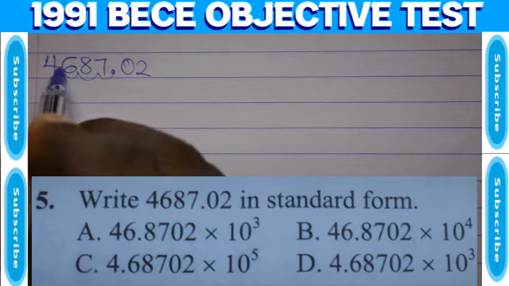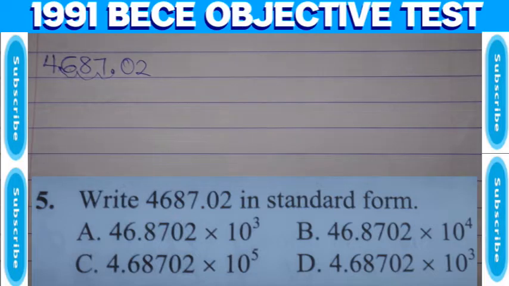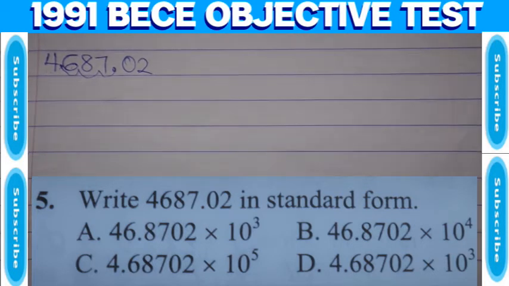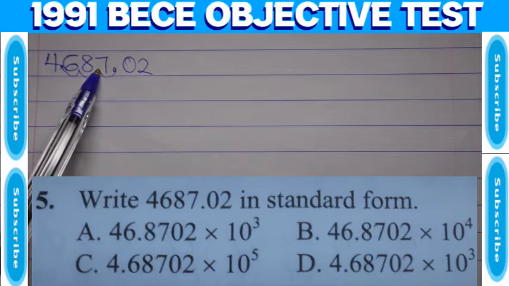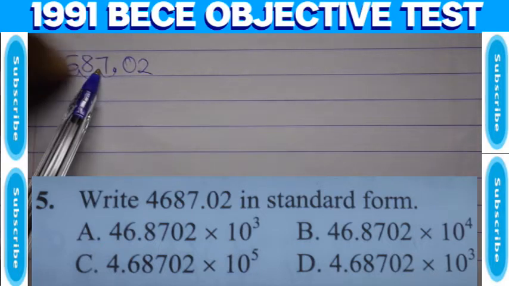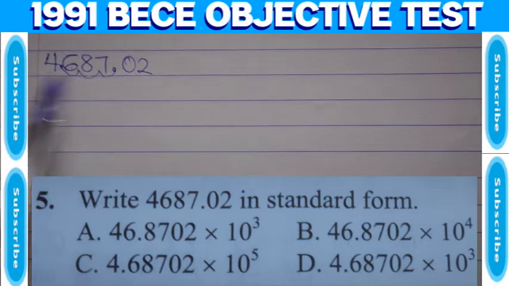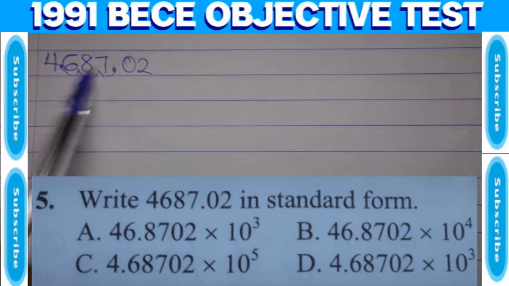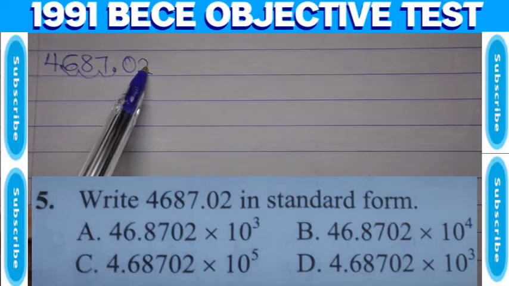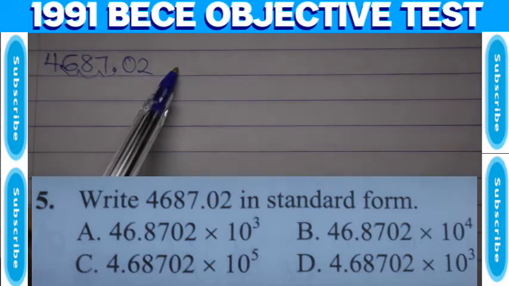And once you move it 3 times to the left, it means you are multiplying by 10, raised to the power of the number of times you move it to the left. So if I move it to the left once, it means I'm multiplying this whole value by 10 exponent 1. Twice means I'm multiplying this whole thing by 10 exponent 2. The third one means I'm multiplying this whole thing by 10 exponent 3.